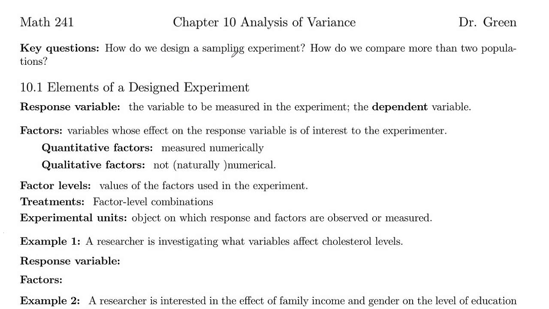In Chapter 10 here, we're going to look at something called analysis of variance. So the key questions here are, how do we design a sampling experiment? And then how do we compare more than two populations? So for example, more than two population means, or more than two population proportions. In this chapter, we'll consider means.